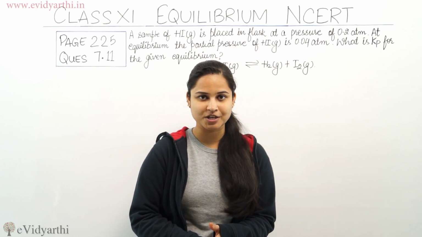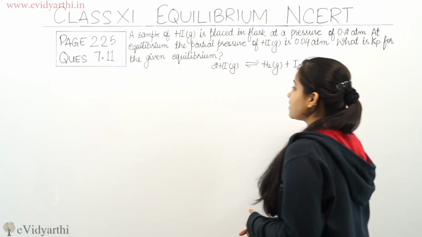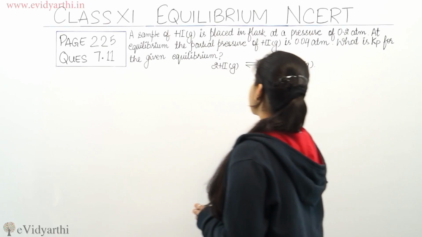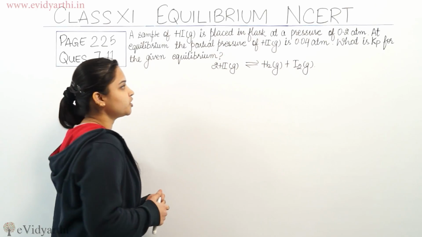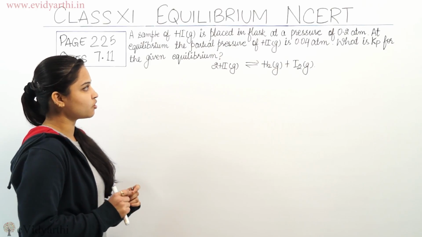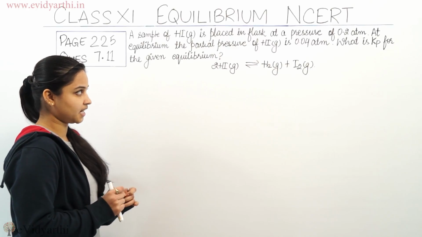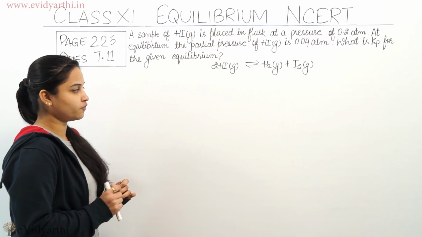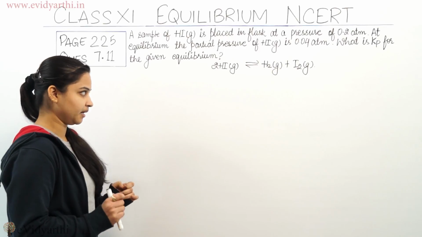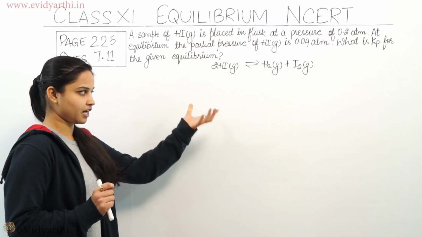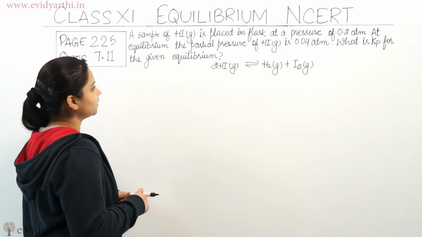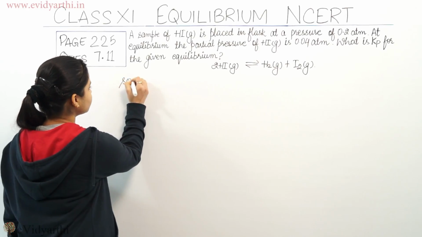So let's see what the question is all about. The question is, a sample of HI in the gaseous state is placed in a flask at a pressure of 0.2 atm. At equilibrium, the partial pressure of HI in the gaseous state is 0.04 atm. What is Kp for the given equilibrium? This is the given reaction to us. Fine. So we need to find out the value of Kp for the given equilibrium. So let's begin the solution.